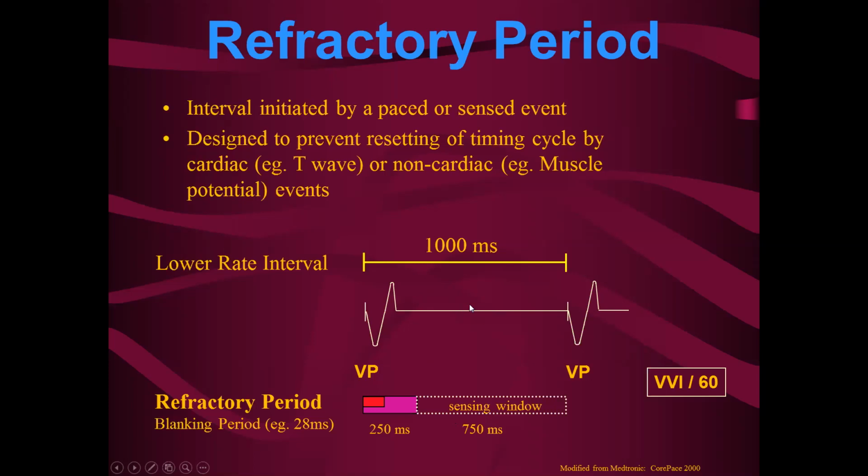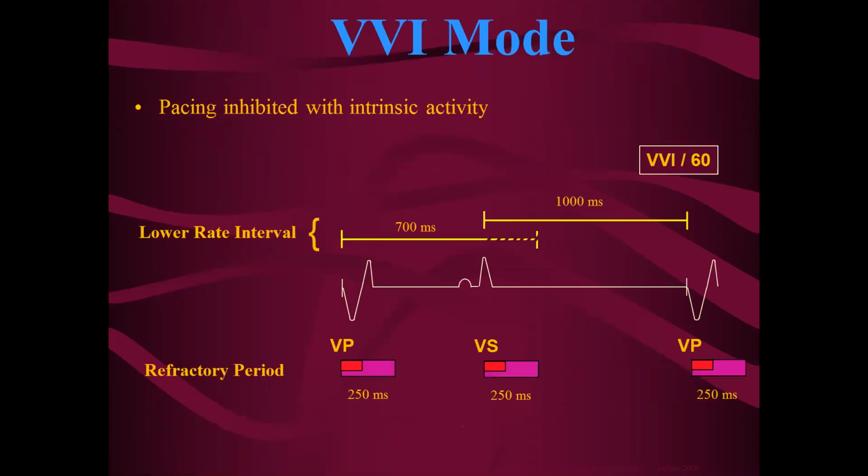If it sees a signal outside the refractory period, it's going to reset the low rate timer. It's going to reset everything. So we call this the sensing window: anything outside the refractory period and before the low rate times out is your sensing window.